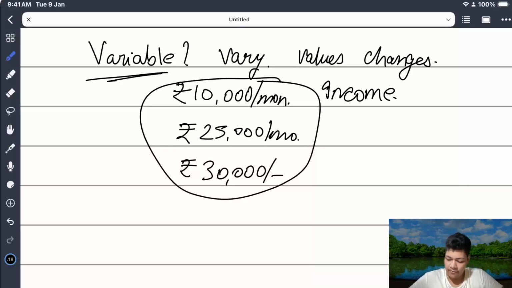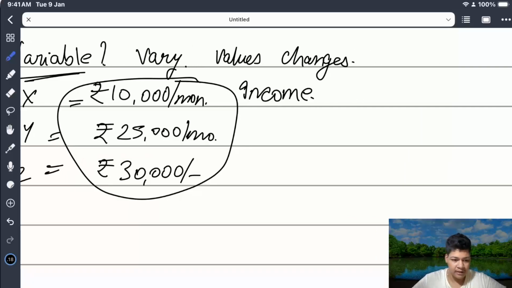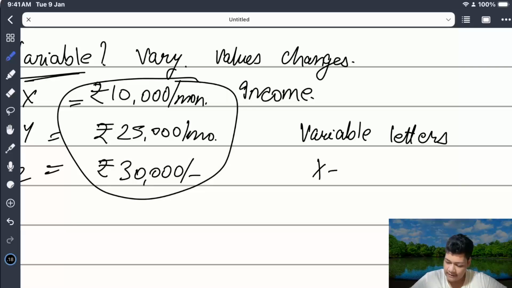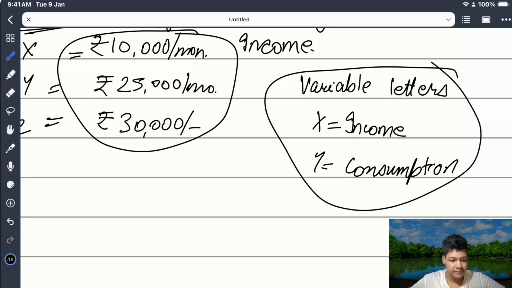For the incomes, if I say this is x, this is y and this is z, can I say that x, y, z are different variables? 10,000, 25,000, 30,000 are different variables, right? So I just name them with variable letters. For X, it is income, and for Y, it is consumption. That is, X is equal to income and Y is the consumption, right?